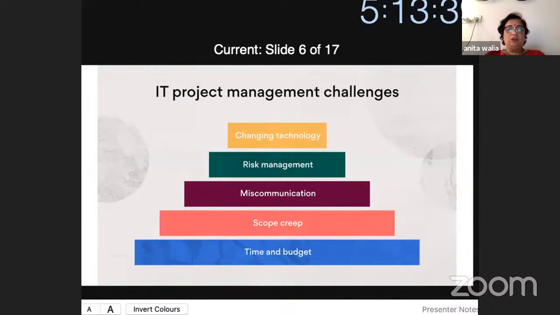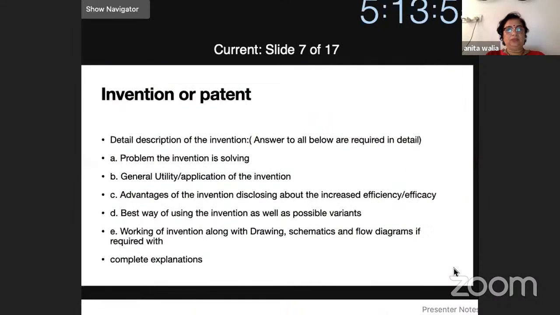So because technologies keep changing, IT projects always should be flexible. If you're working on some technology you're protecting, you have to keep on market watch. Has a new product come? So what I am developing, is there a better solution or modified solution which has come? Any questions so far?